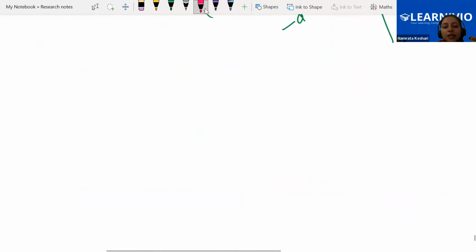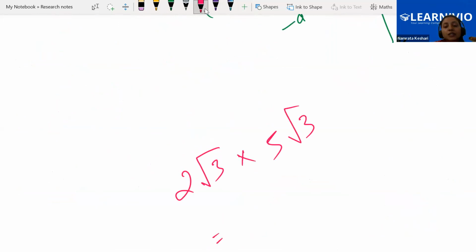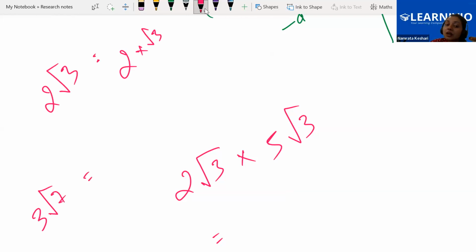Now, when we are having the multiplication 2 root 3 into 5 root 3, what will be the answer? When we are having the multiplication, that means all are multiplied with each other. 2 root 3 means 2 into root 3. Every time we will not show the multiplication sign, but that doesn't mean that we are not aware that there is a multiplication sign. 3 root 7 means 3 into root 7. We understand that.